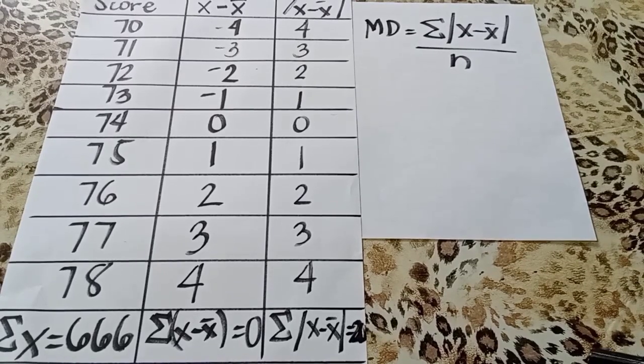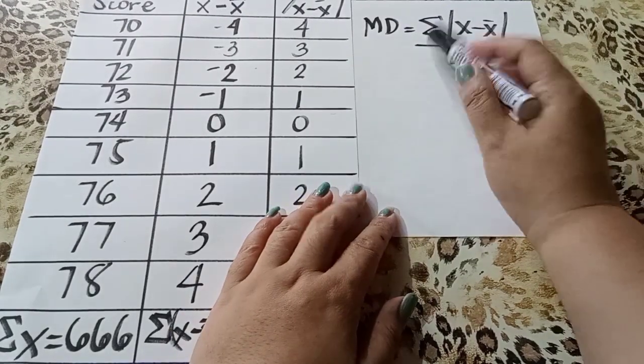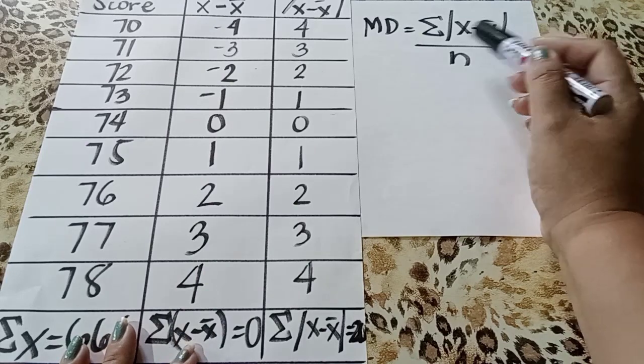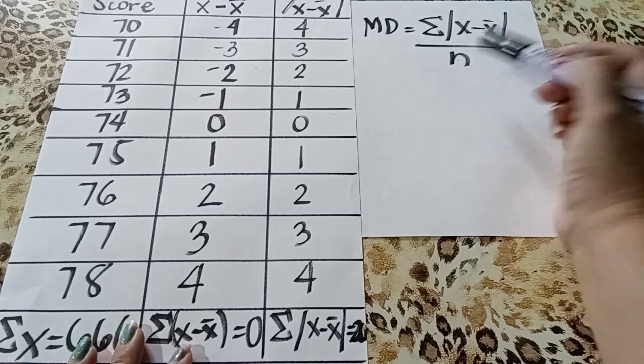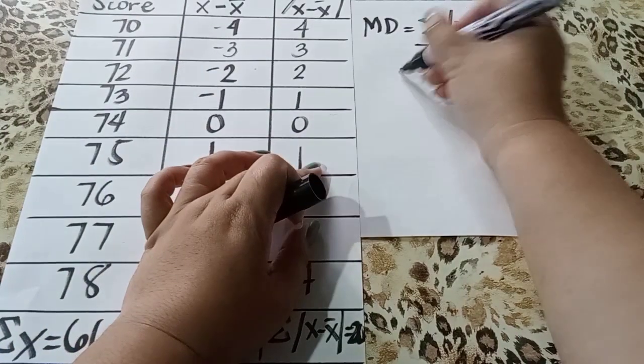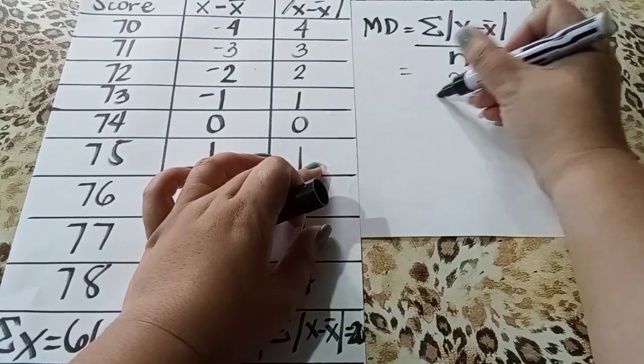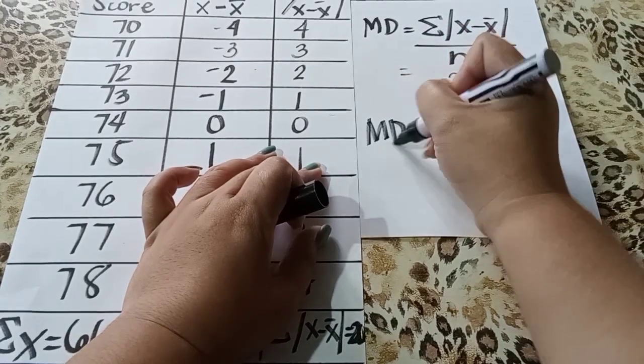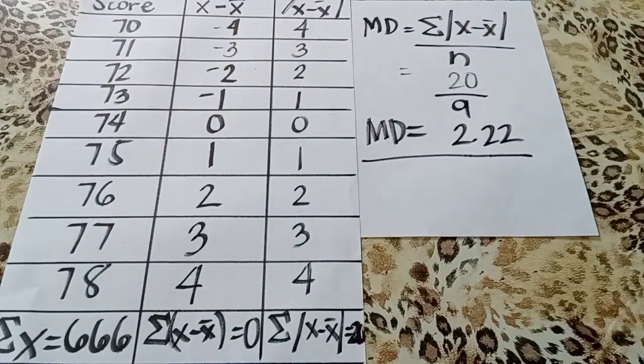After that, you can proceed to finding the mean deviation using the formula: the summation of the absolute value of your observation minus the mean, all over your sample size, or the total number of your observations. So all in all, we have here 20 to be divided by 9. So we have here 2.22. Therefore, our mean deviation is equivalent to 2.22. So in this given, the range is equivalent to 8, and of course your mean deviation is equal to 2.22.